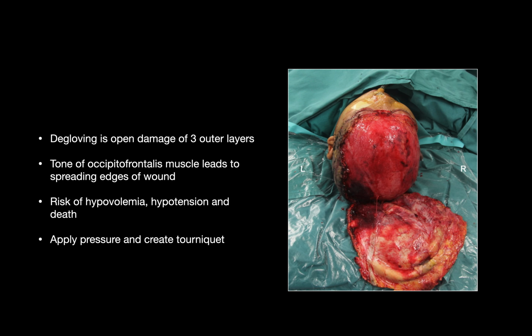Degloving is a type of injury where there is open damage of the 3 outer layers, and the tone of the occipitofrontalis muscle leads to the spreading of the edges of the wound. There's a risk of hypovolemia, hypotension, and death because this is a very vascular area. You lose quite a bit of blood.